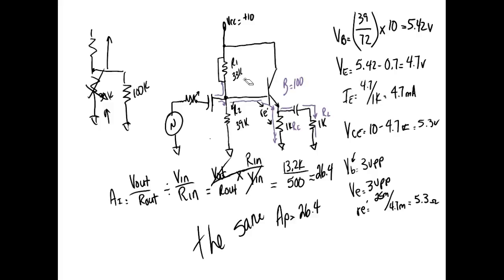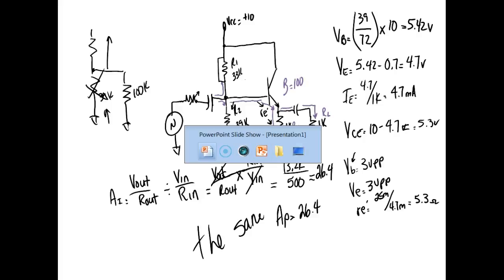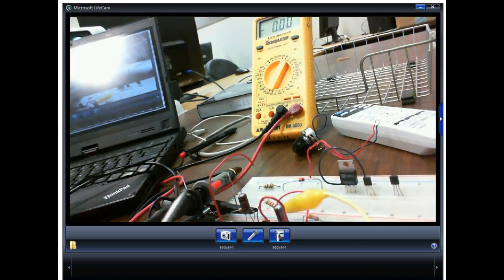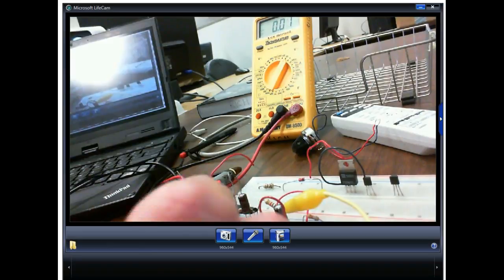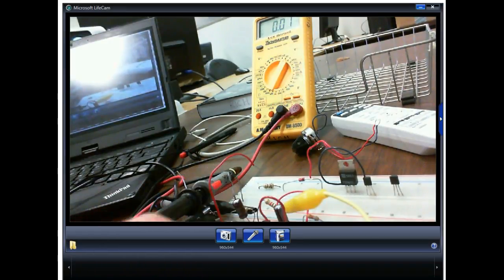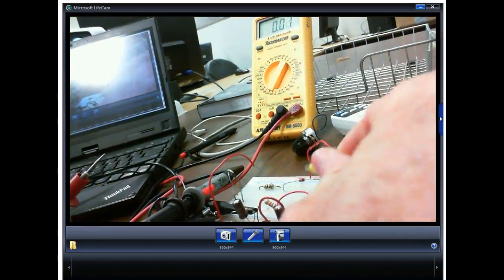So we'll go ahead and measure voltage collector to emitter. I have it ready right now. Let me bring my camera back up. So we'll measure that first. So here's voltage collector to emitter. Let me make sure we're measuring something, because it's definitely saturated.